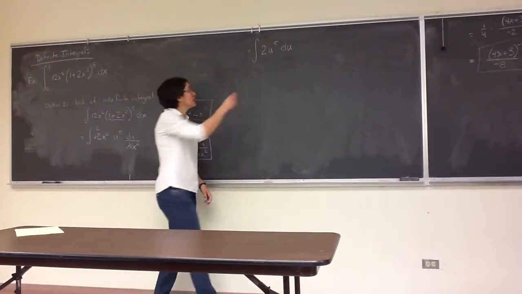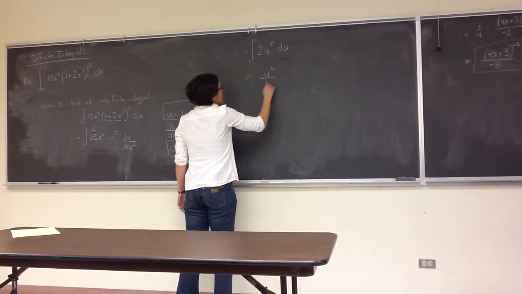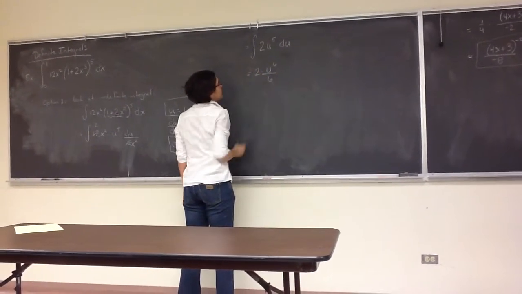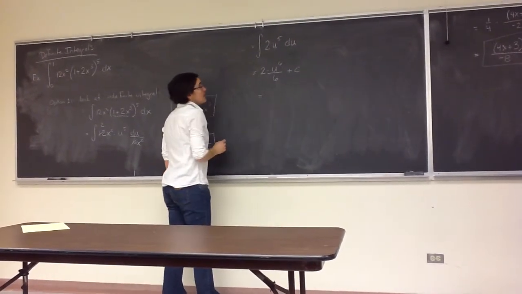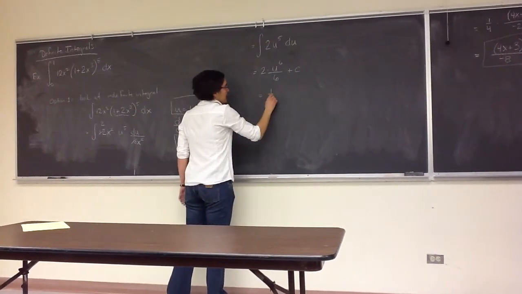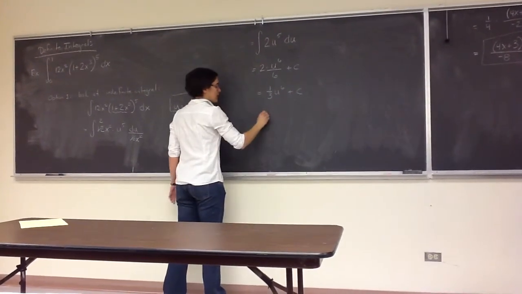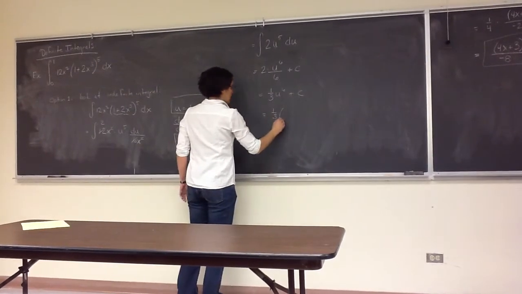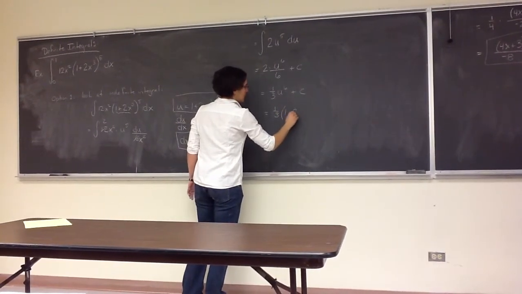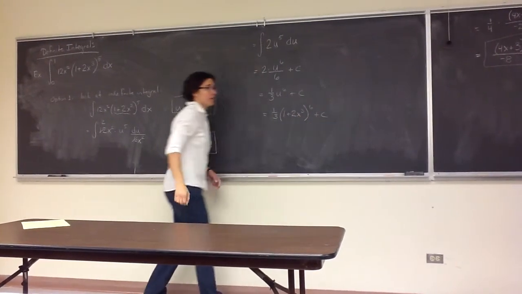Now I can take my antiderivative. So I add 1 to the power and divide by that new power. Tack on a plus c, and I may even simplify this a little bit, and I'll simplify to 1/3 u to the 6 plus c, and turn back into x's. So I've got 1/3 times (1 plus 2x cubed) raised to the 6th power plus c.